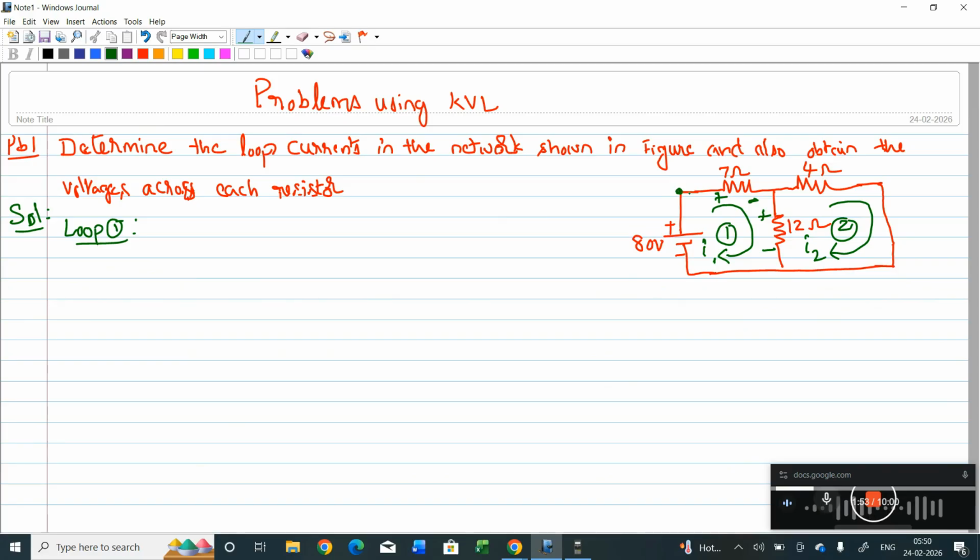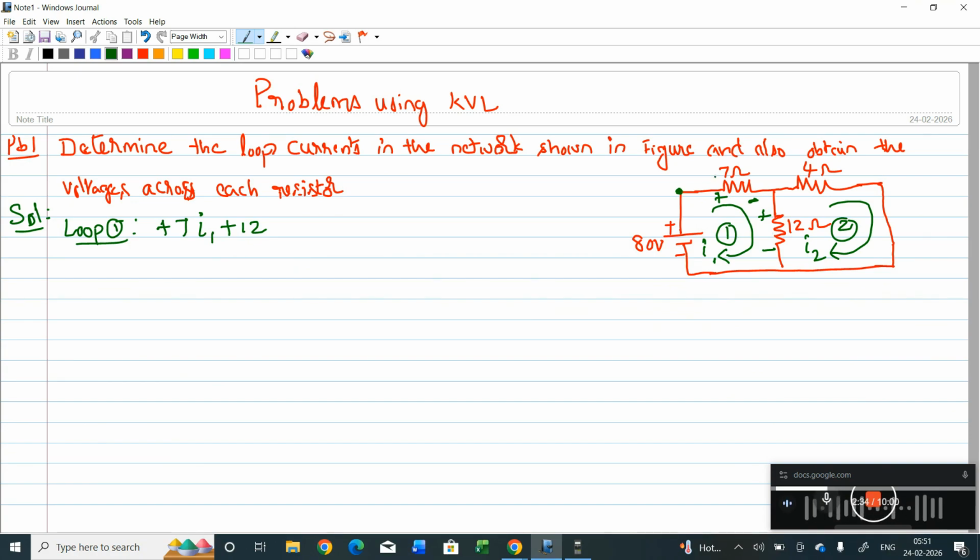So starting from this node, we are facing the positive terminal when we come across the 7 ohm resistance. So the voltage drop in the 7 ohm resistance will be plus 7 into the current flowing through the 7 ohms, which is I1 alone, 7 into I1. Next, after the 7 ohm resistance, we come across 12 ohms. So we are also facing plus at 12 ohms. So plus 12 into the current flowing through the 12 ohms. I1 and I2 both are flowing through the 12 ohms, as it is a common resistance for both loop 1 and loop 2.